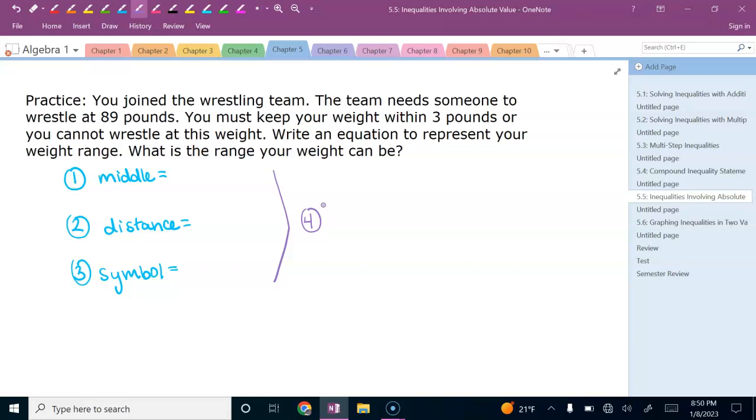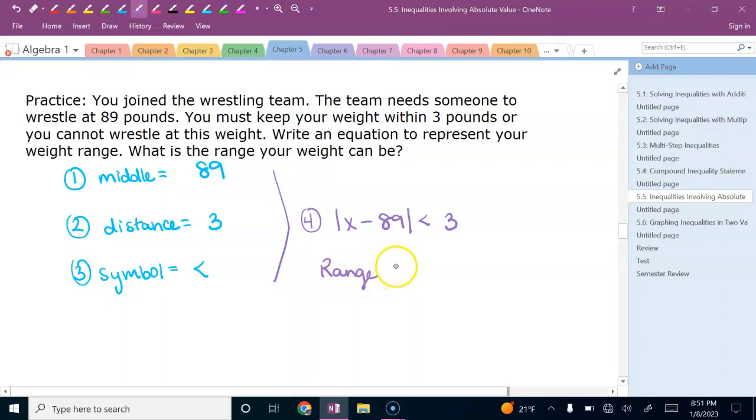So for this one, I found the middle to be 89. The distance would be 3. Your symbol would be less than. So then we would have x minus 89 less than 3. And your range would be that you could have a weight between 86 and 92 pounds.